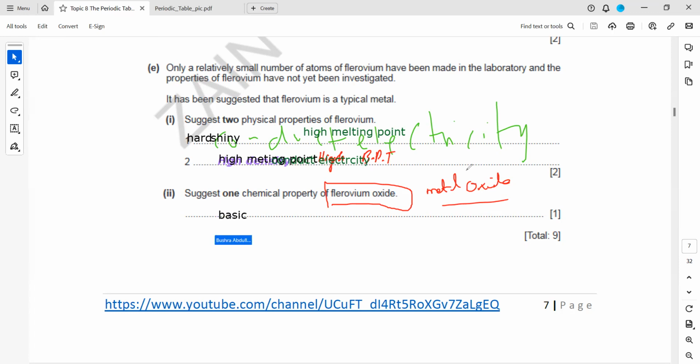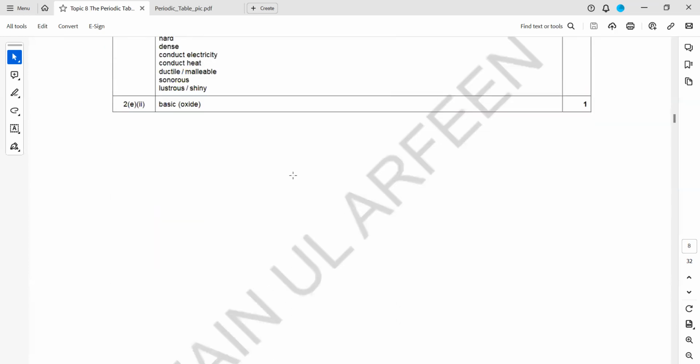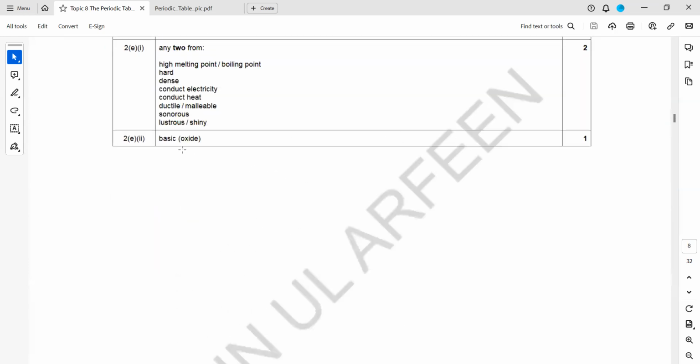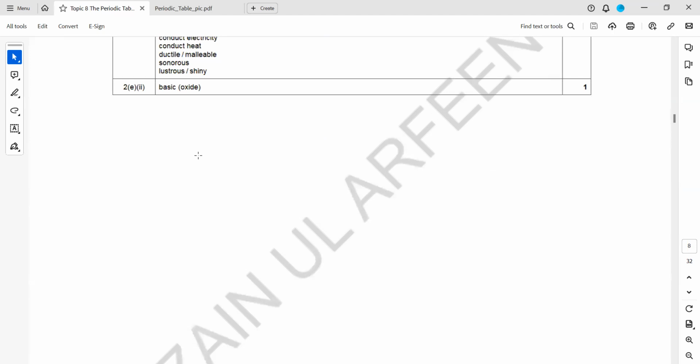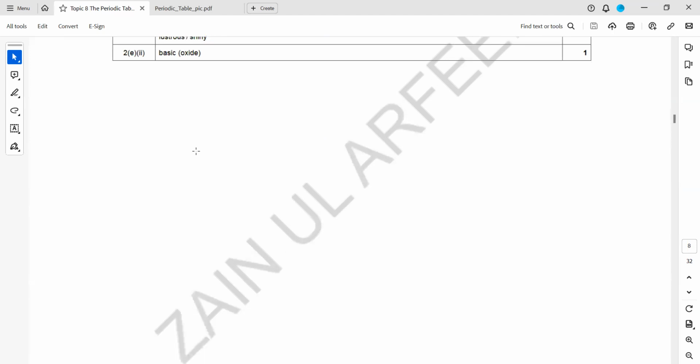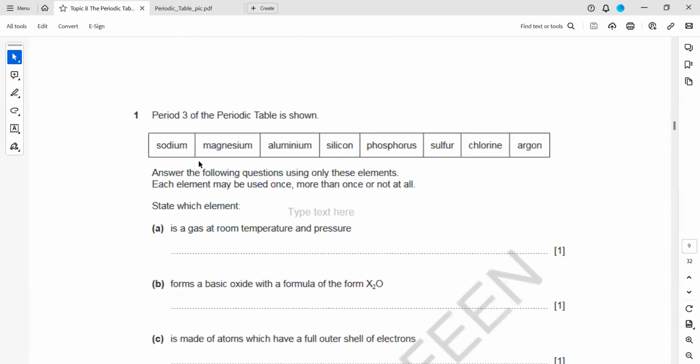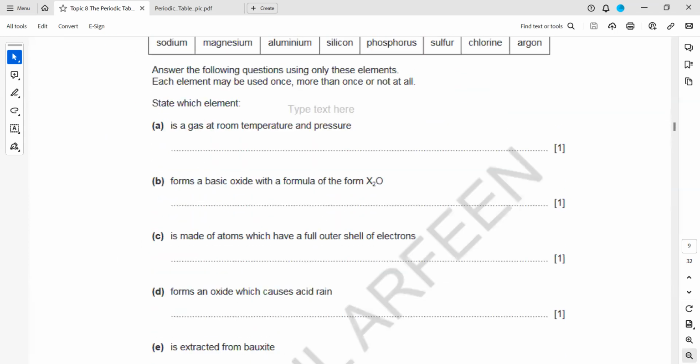Metal oxide can react with... it will be a basic oxide. So if it's a basic oxide, it can react with acid. So it will be a basic oxide, so it can react with acid. You can mention that. Metal oxides can be basic or amphoteric. Basic oxide is shown here in the marking scheme. That's why basic oxide is marked. And then why it's a basic oxide, so it can react with acid.